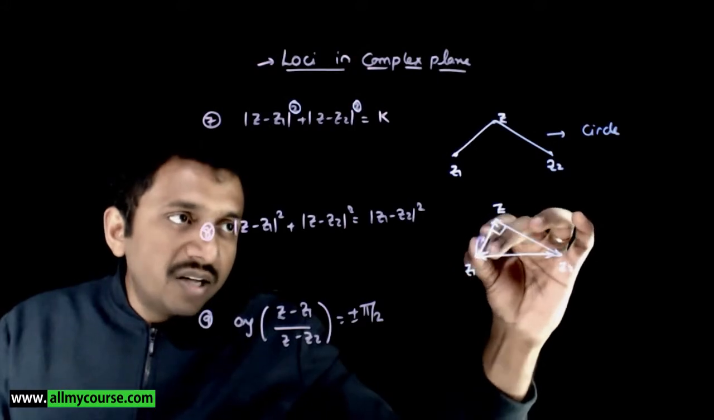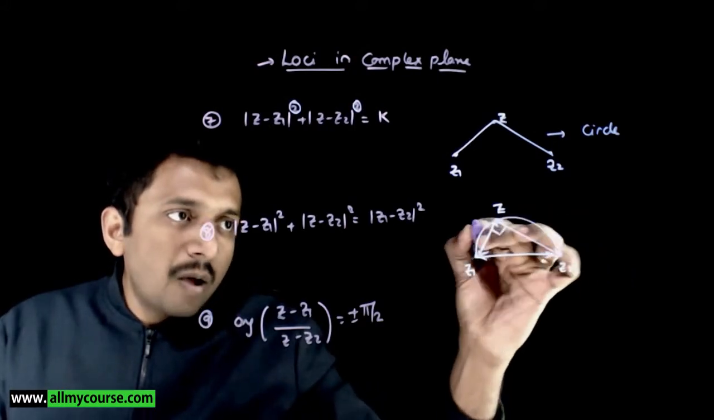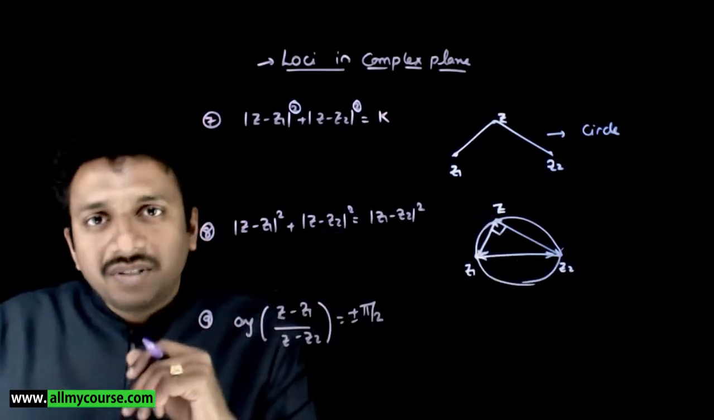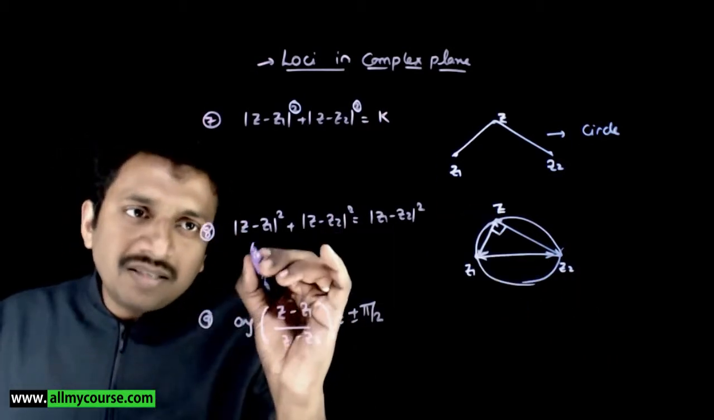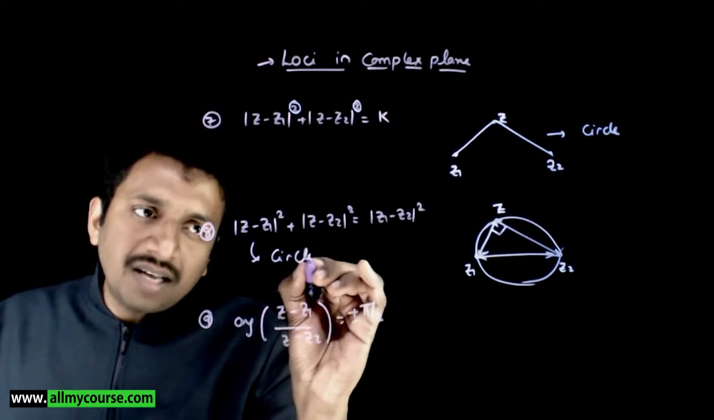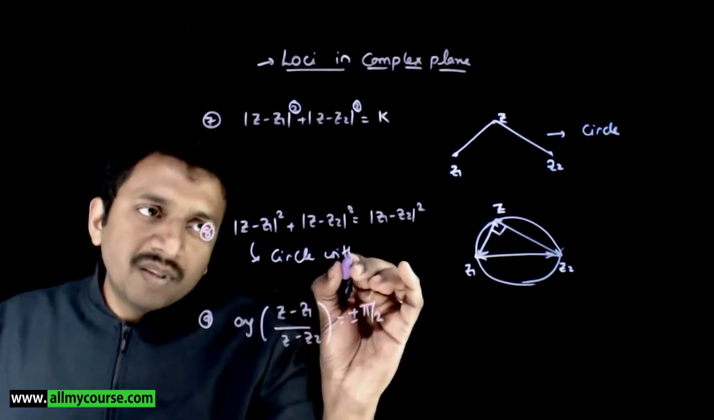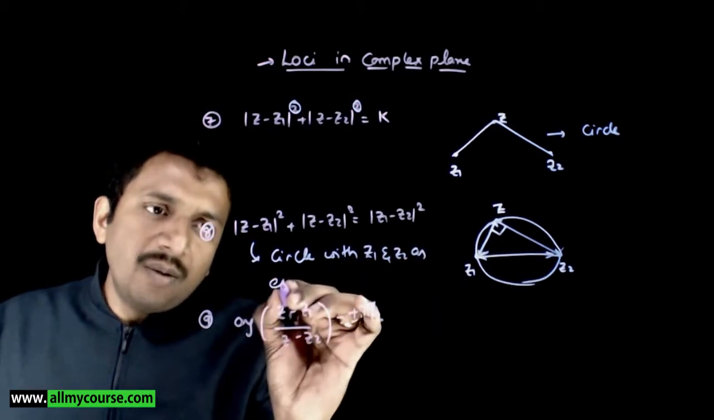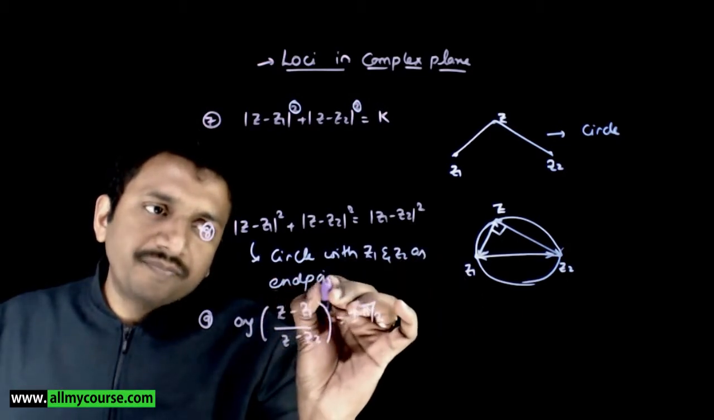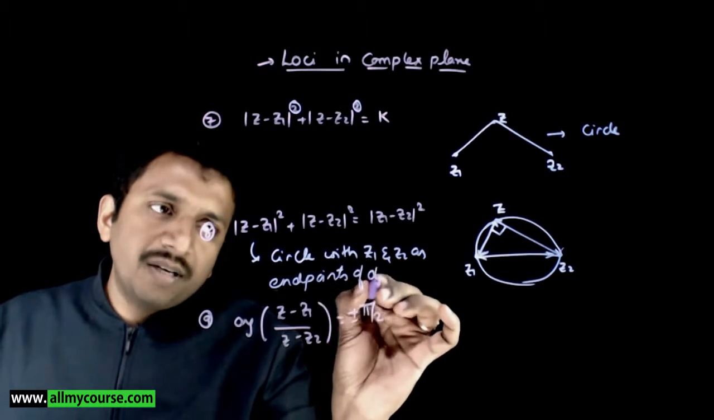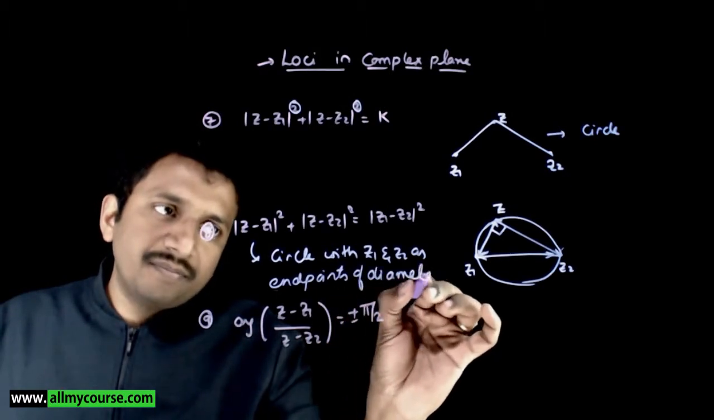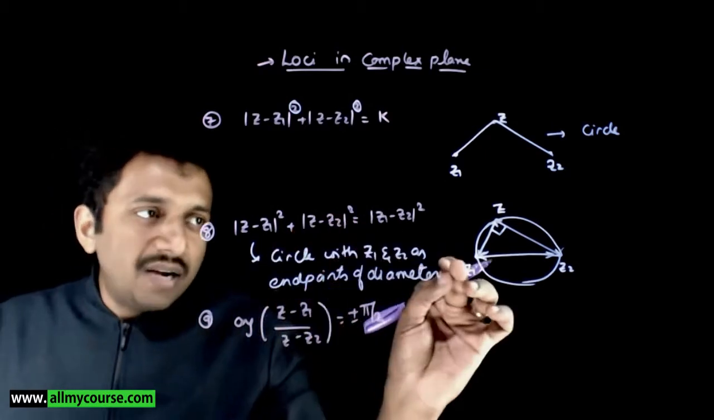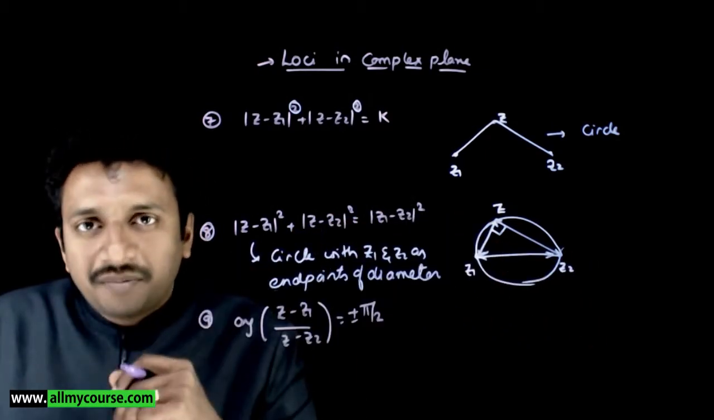It means z is moving on a circle whose diameter is z1, z2. So this represents a specific circle with z1 and z2 as endpoints of diameter. So this is a circle with z1 and z2 as endpoints of diameter.